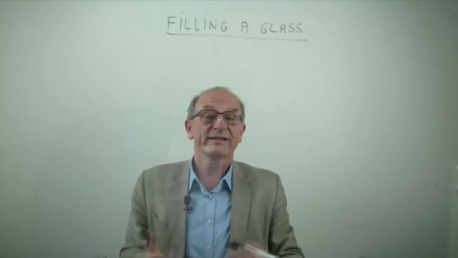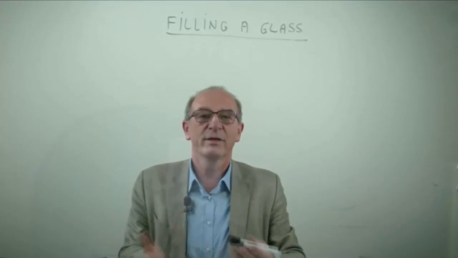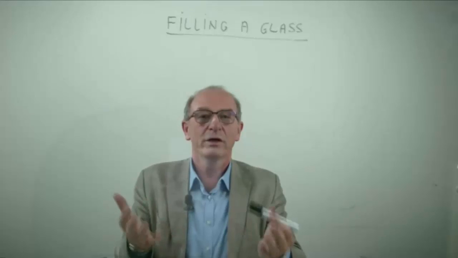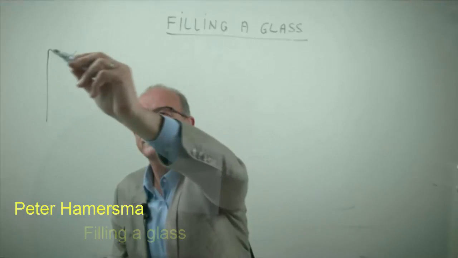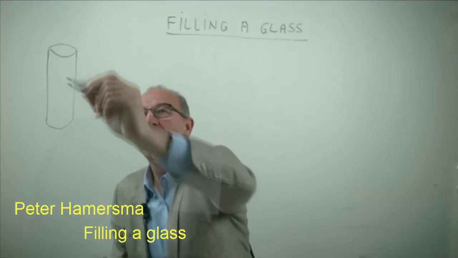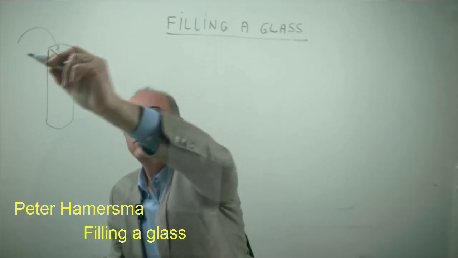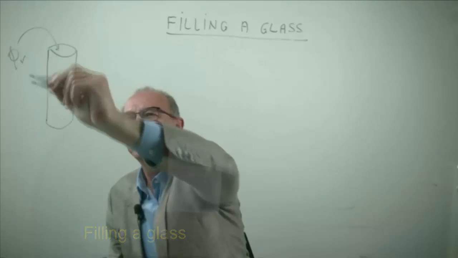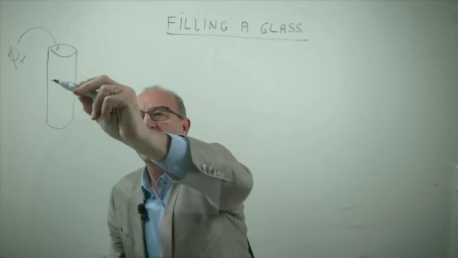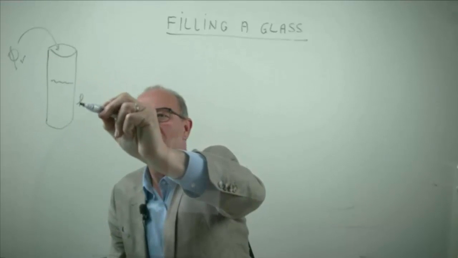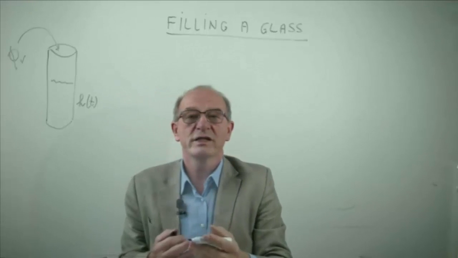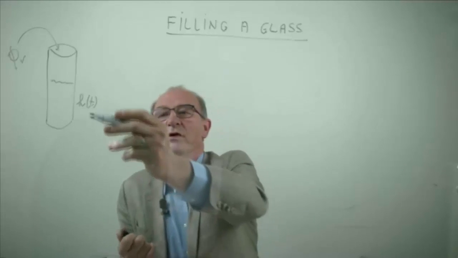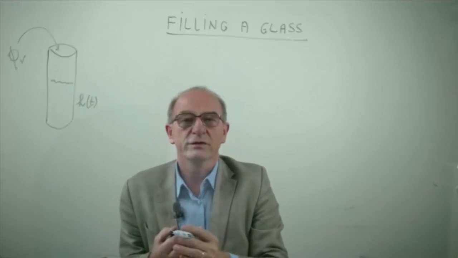Okay, another example of a mass balance, a simple one, is how to fill a glass with water. Well, let's draw first the glass. Water is entering with a certain volume flow rate, and at a certain time it reaches a certain height, and this height is dependent on the time. And the question is, how long does it take before the glass is filled to a certain height?